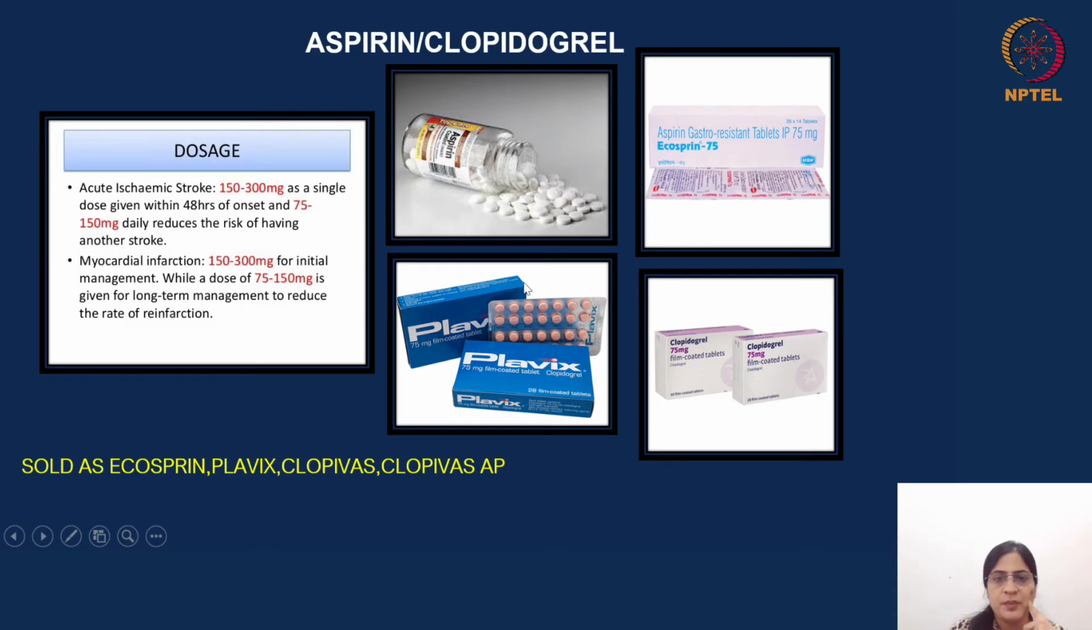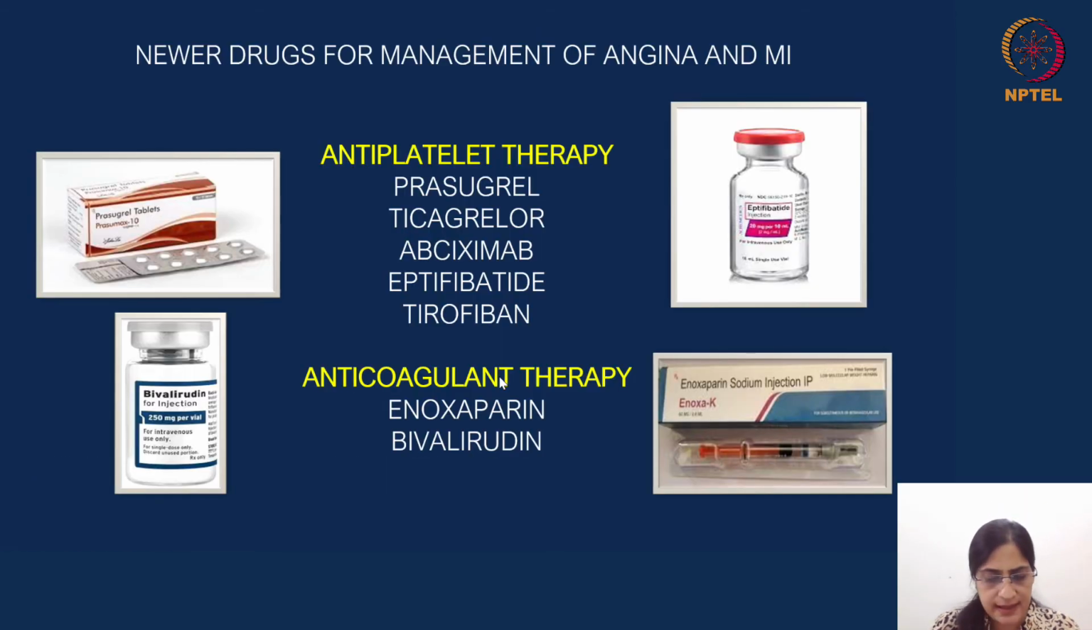So aspirin and clopidogrel, I will not get into the brand names of it. Usually the most common is Ecosprin, and it can range from 75 to 150 milligrams, or Clopivas. As a dentist, as a medical practitioner, we must be aware of what new drugs are coming for any kind of medication which is given in angina pectoris and myocardial infarction. Like in antiplatelet therapy, some new drugs are introduced. So it is very important to go through the file of the patient. And even in anticoagulant therapy, there are some new drugs under trial.